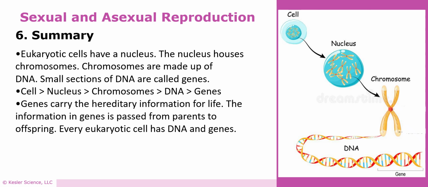In order from largest to smallest, we would see a cell, which contains the nucleus. The chromosomes are in the nucleus. Chromosomes are made of DNA. DNA is made of little sections called genes. And the genes have all the hereditary information. So the information that is passed from the parents to the offspring and is in every eukaryotic cell, we call that genes.